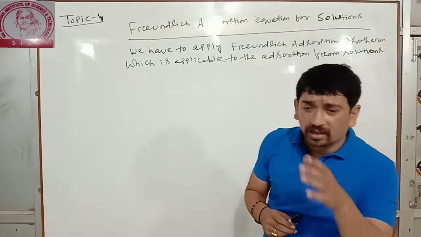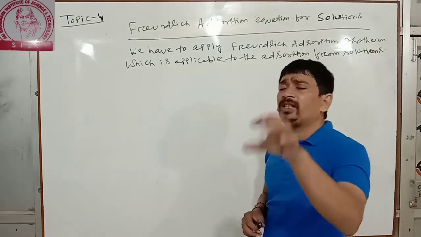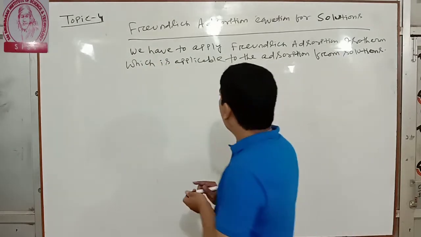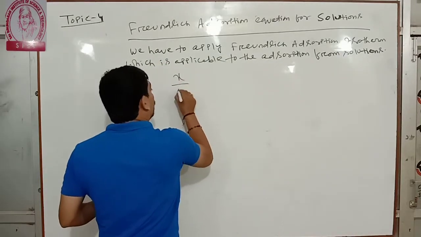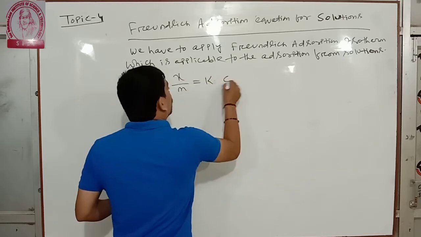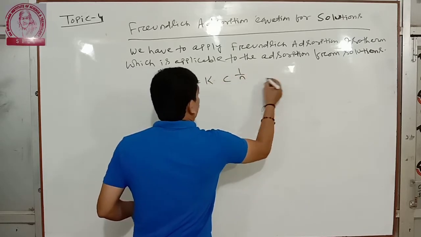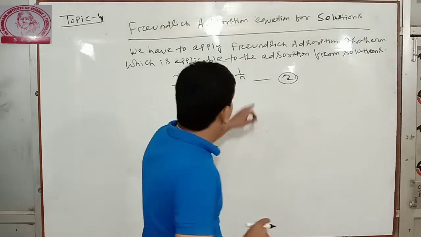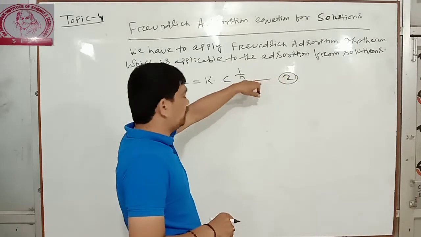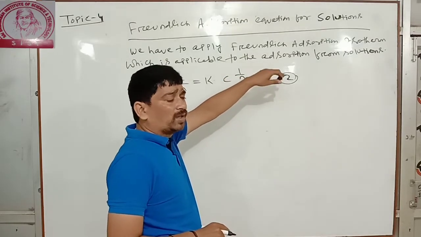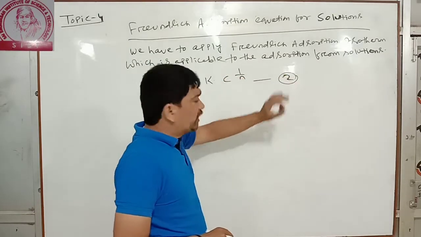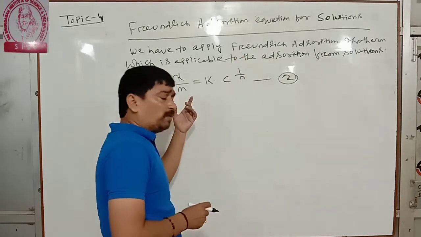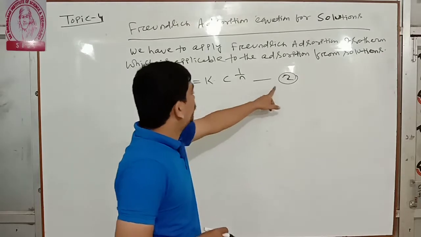Previously, what was the equation? x by m equal to k p to the power 1 by n. In place of p, we will write c: x by m equal to k c to the power 1 by n. So this is equation 3. The previous one, log x by m equal to log k plus 1 by n log p, is equation 2.